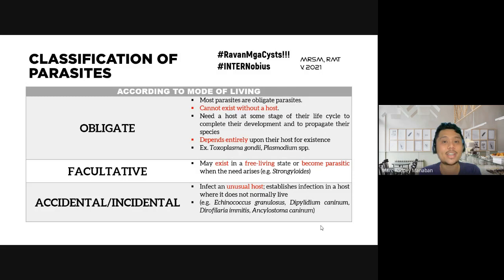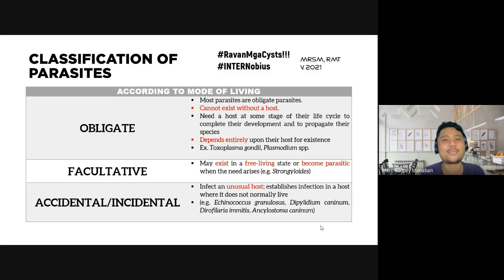So without the host, the parasite will not live, diba? So it's really kailangan talaga niya. Sana all, diba? So need talaga niya para mabuhi. Okay, so again, they cannot exist without a host. Again, existence depends entirely upon the host. So, example is your Toxoplasma gondii and your Plasmodium. Now, the second type is, of course, facultative. So, your facultative parasites, charot, joke lang, okay? So, facultative, they may exist in free living forms, or may become parasitic when the need arises. So, basically saying, with or without the host, I can still live.